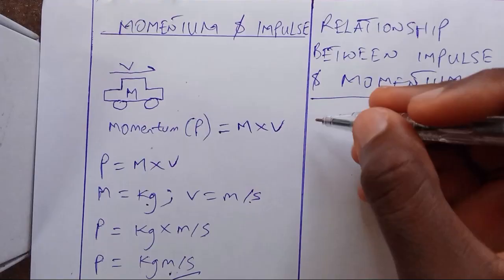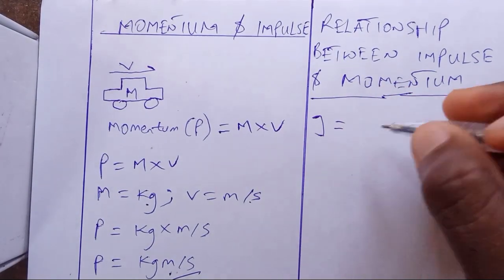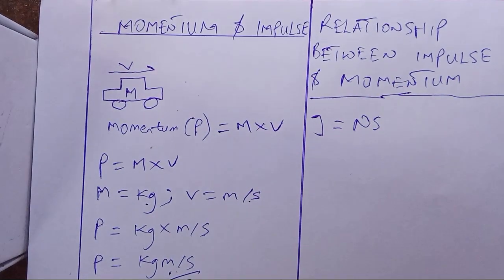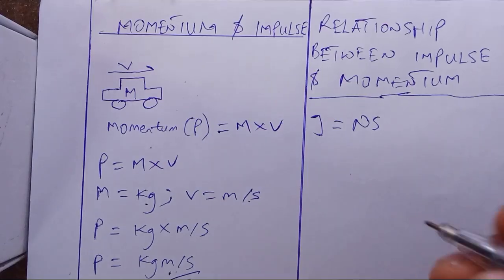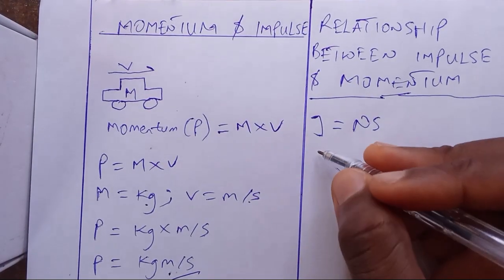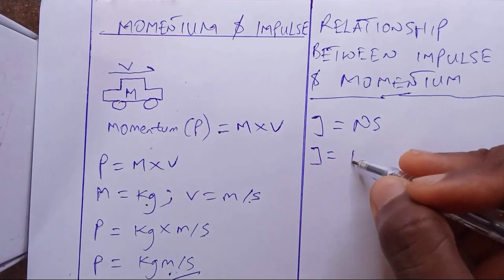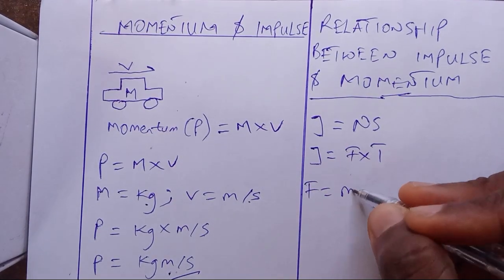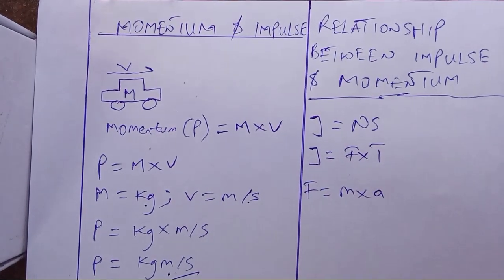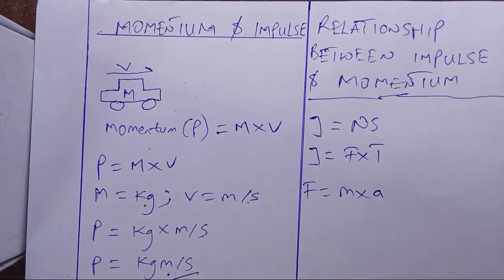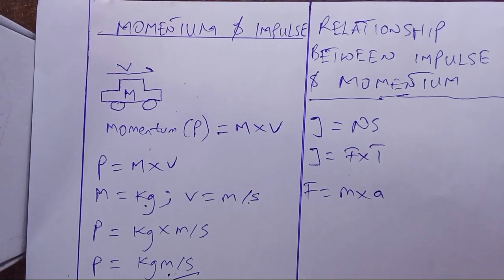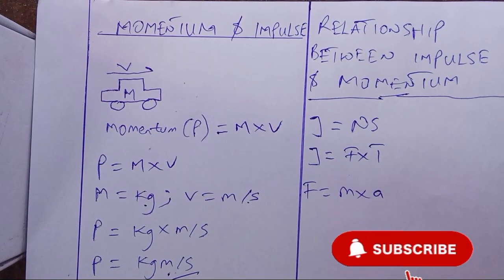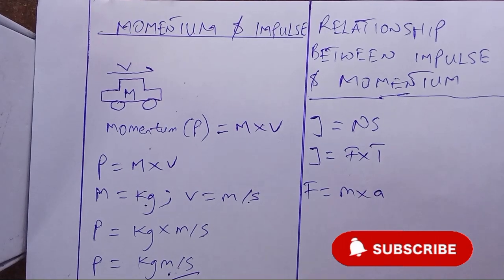Now, we said that our impulse J is Newton seconds, right? And remember, you said impulse is also force times time. And if you remember, our force equals mass times acceleration. If you watch another video under dimensional analysis, I also explain how I got this formula of force. So after this video, you can watch that one to get more knowledge.